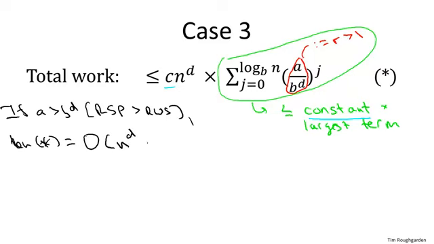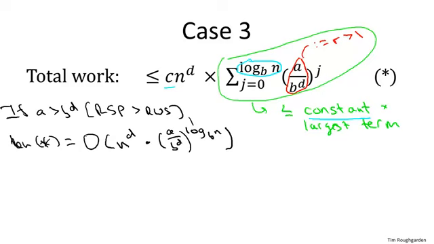We have n to the d times the largest term of the sum. So what is the largest term of the sum? Well, it's the last one, so we plug in the biggest value of j that we're ever going to see. So what's the biggest value of j we're ever going to see? Well, it's just this, log base b of n. So we get the ratio a over b to the d raised to the log base b of n power.